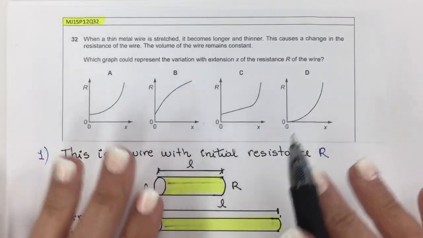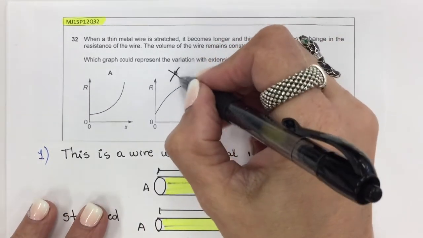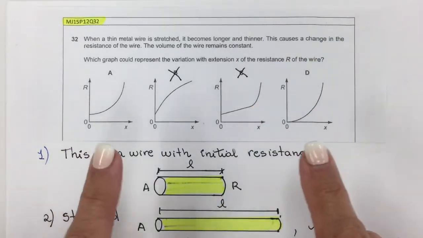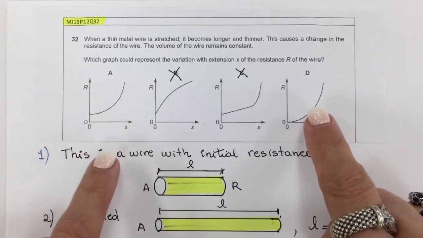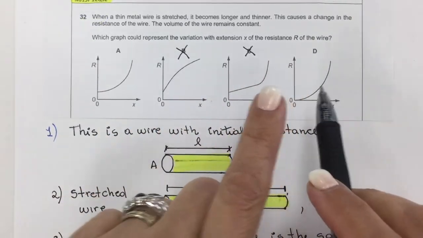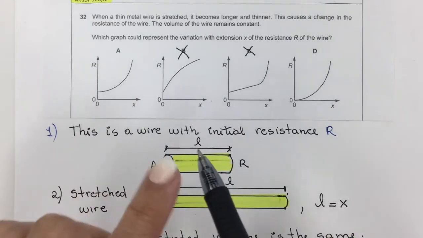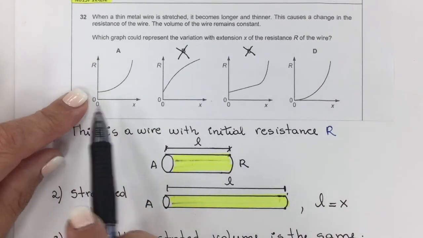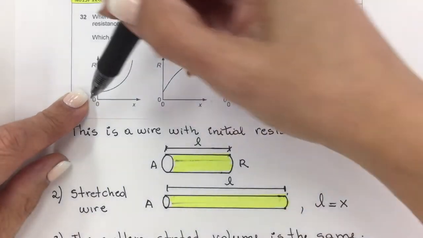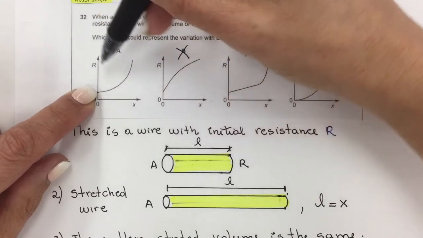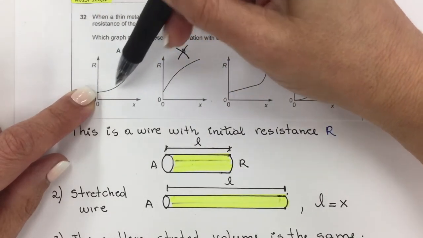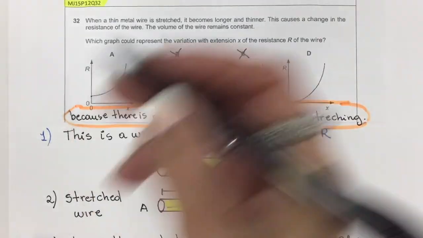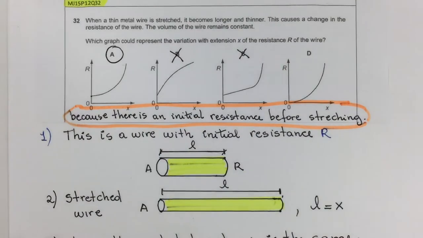So here we have a couple that we can eliminate. B is not a quadratic function, and C is not a quadratic function. The question is, which one will be the right answer, A or D? Before you lean towards D, take into consideration that the wire has an initial resistance before stretching. This graph expresses exactly what's going on here. We have an initial resistance before the graph behaves like a quadratic equation. So because there is an initial resistance before stretching, the graph from option A is the correct one.